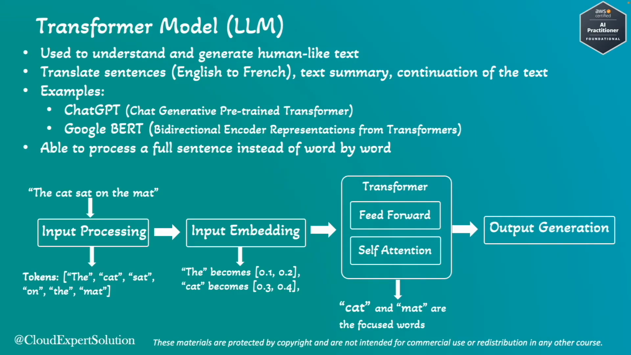And the final step is output generation. If we requested to create a translation, then the output layer will generate the translation of the input text. If we have requested to create a summary, it will create a summary. And if we request to continue the sentence, it will also do so.